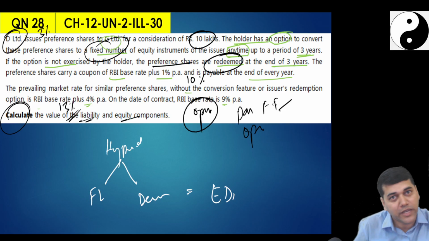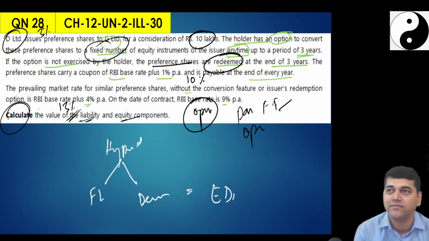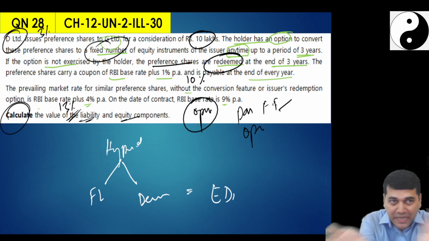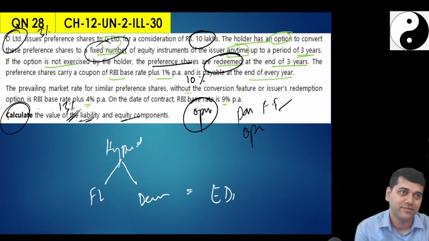Now the question comes, should I separate this embedded derivative or should I make it part of a single contract? There are some tests, the embedded derivative test, economic characteristics test and all those things. Then again, should we split it or should we consider it as one? We have to decide, followed, no?